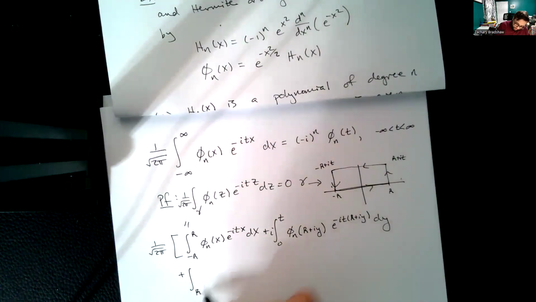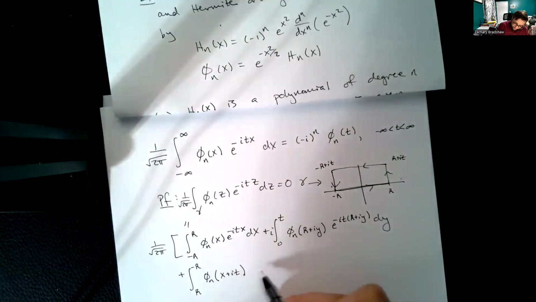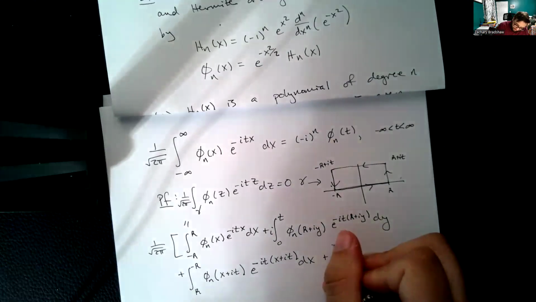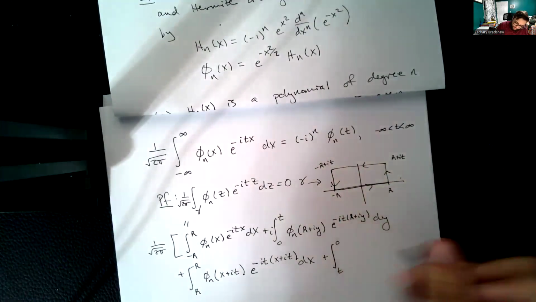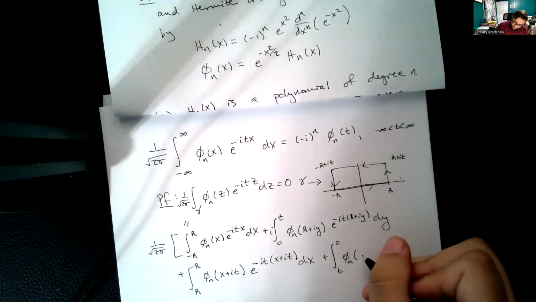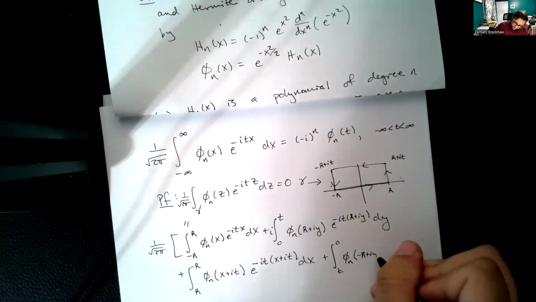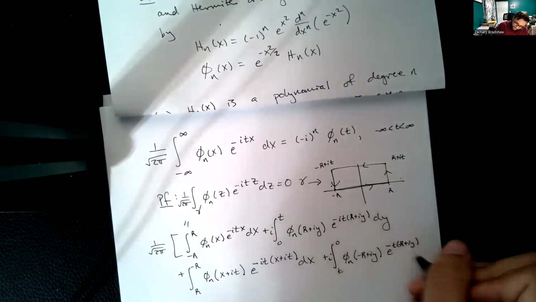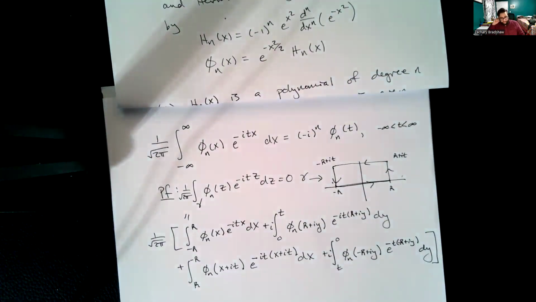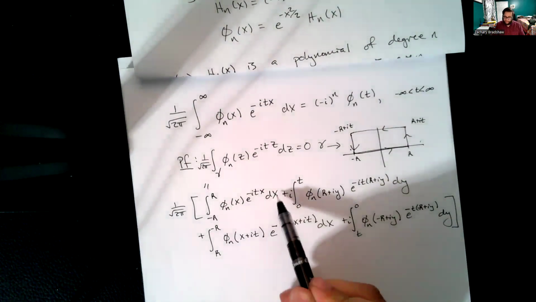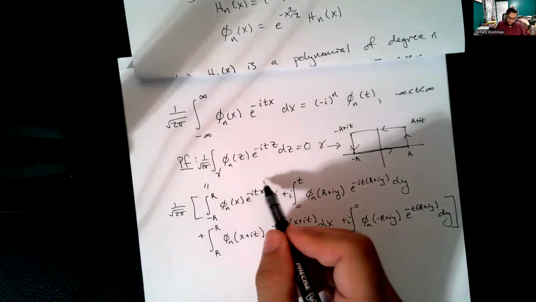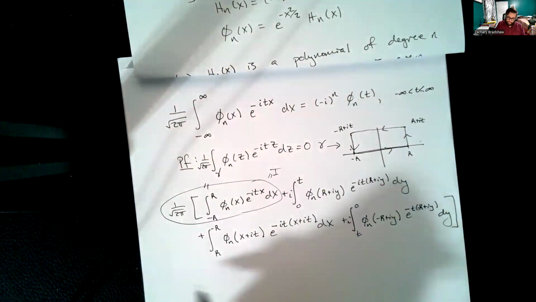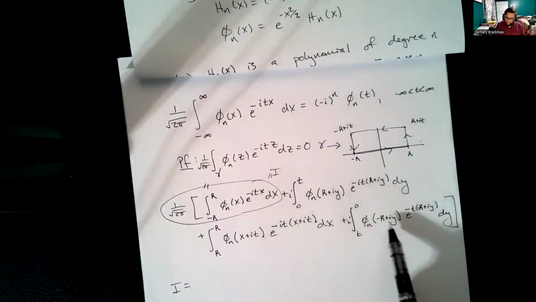plus the integral from R to minus R of phi n of x plus it, e to the minus i t times x plus it dx, plus, now we go down, this is the integral from t to 0 of phi n of, this one will be minus R plus iy, e to the minus i t times minus R plus iy. I get another i and a dy. Okay, so we let R approach infinity, and this first integral turns into the one that we want, right? So let's call this guy I. Okay. So we have that I is equivalent to minus the sum of these remaining integrals.